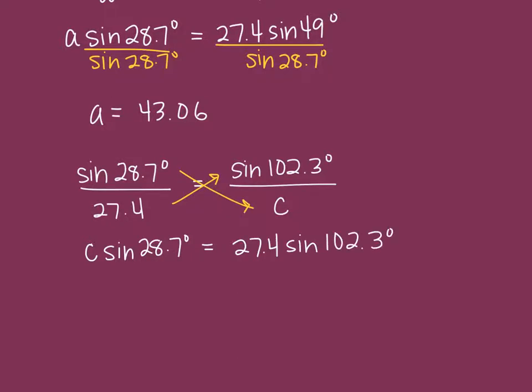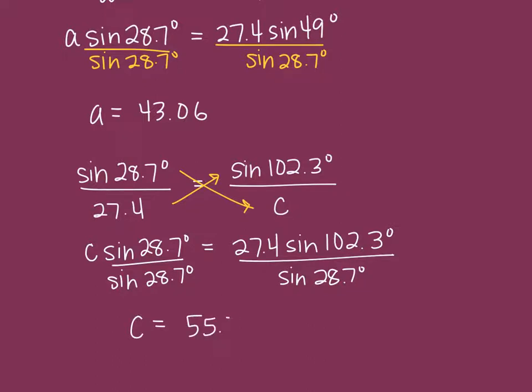And we'll use division again. Divide by sine 28.7 degrees. And then you'll have C by itself, which turns out to be 55.74.